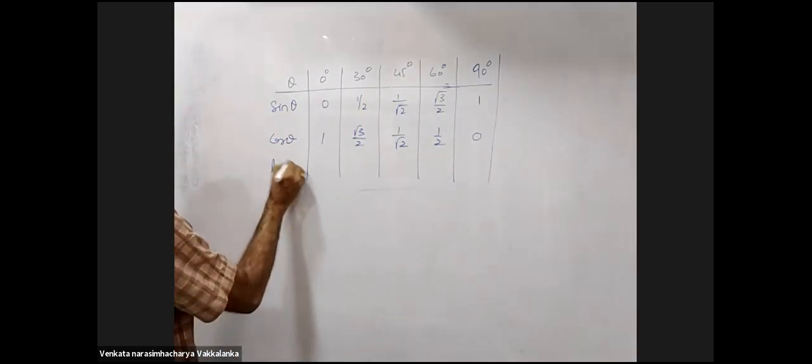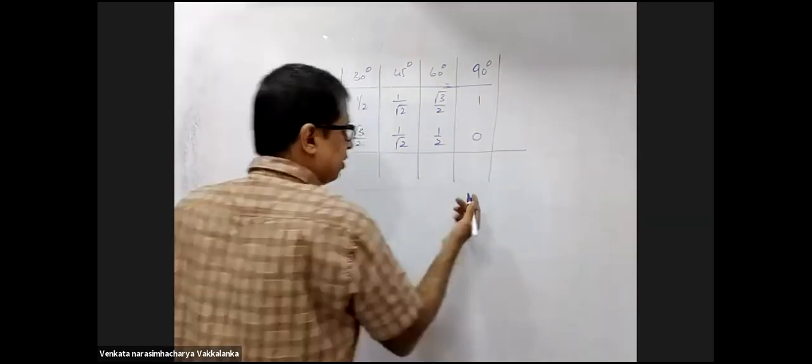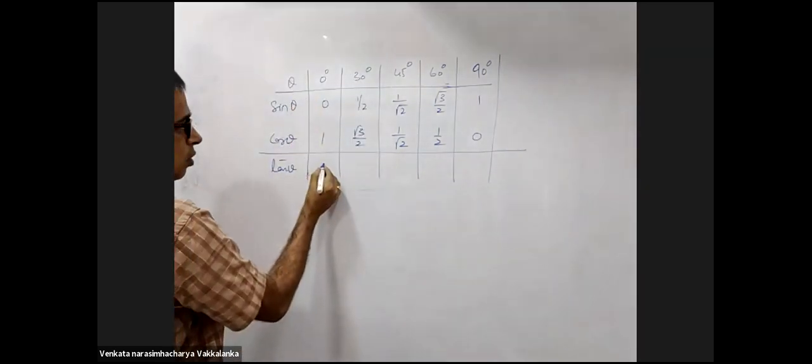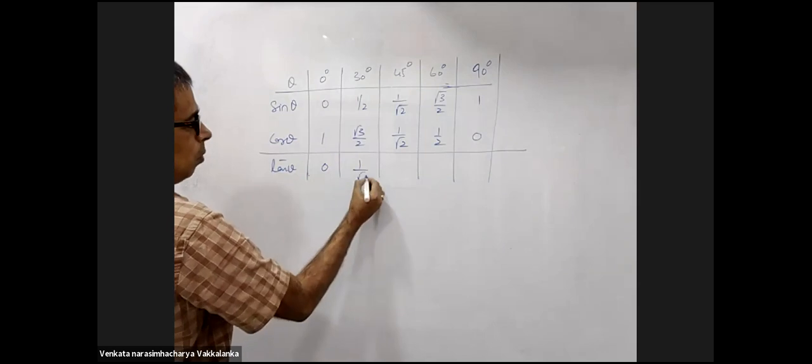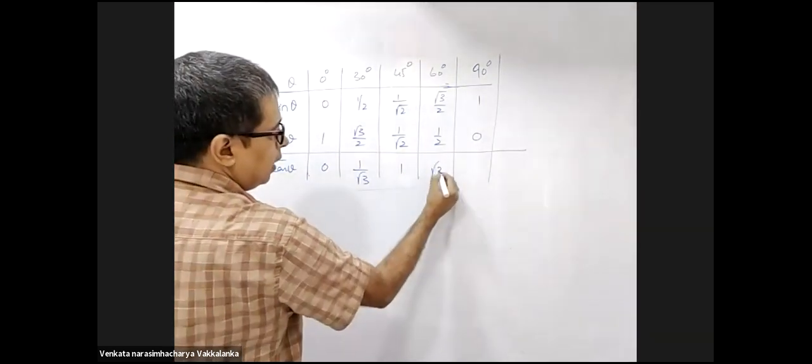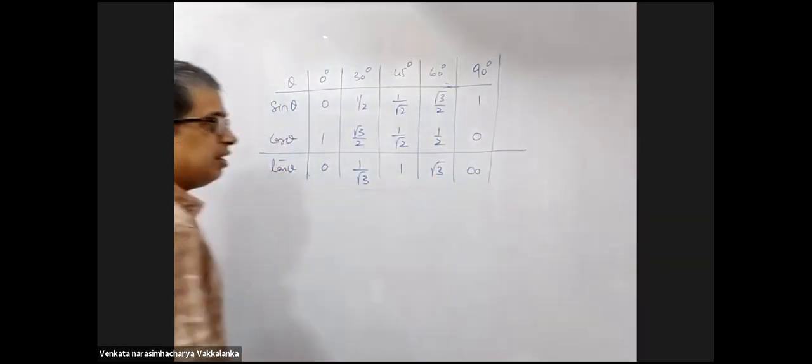Now, tan theta I technically never memorize because it is sine by cos. 0, 1 by root 3, 1, root 3, and not defined, infinity.